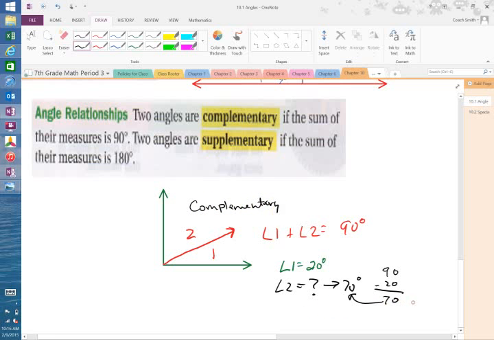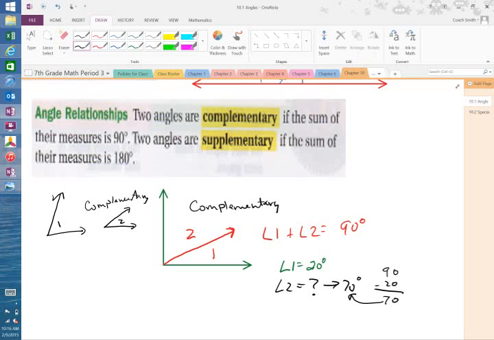Now, understand that the two angles don't have to be connected. I could draw an angle that looks like this and call it angle 1, and then an angle that looks like this, angle 2, and say that they're complementary. They don't have to be connected together. A lot of times they will be, but they don't have to be.